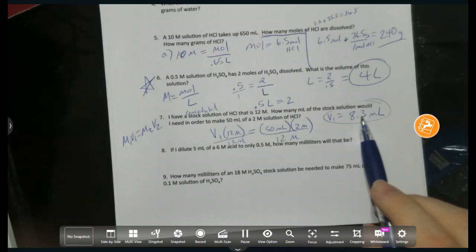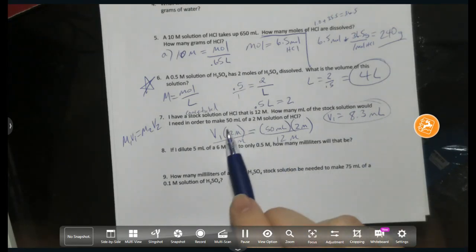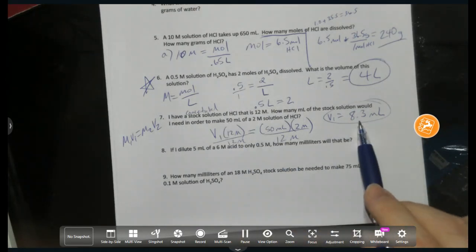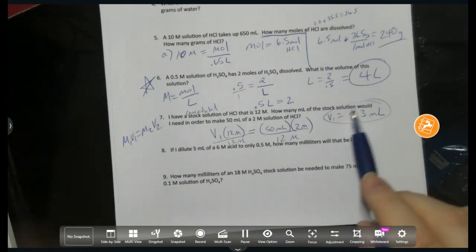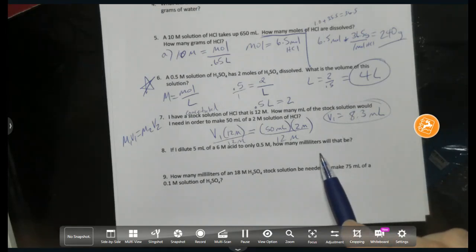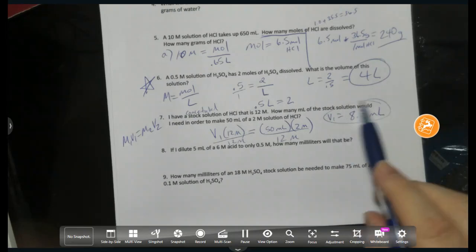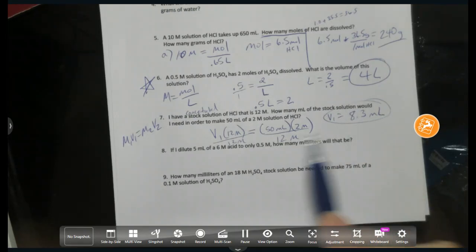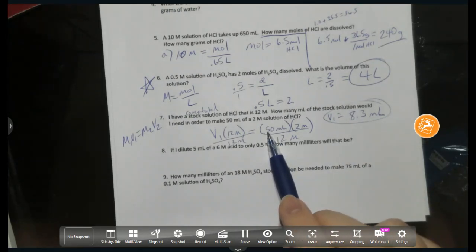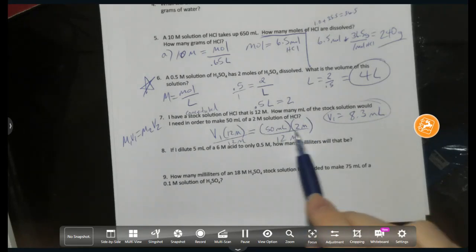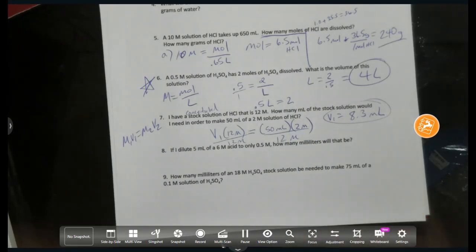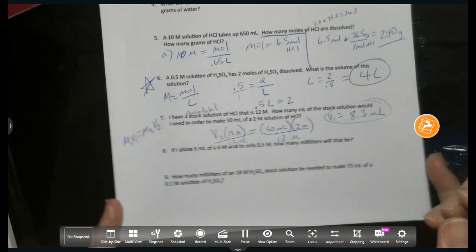How much water are you going to mix with this? Think about that. You're going to add 50 minus 8.3. So what is that? 41.7. You're going to add 41.7 milliliters of water to this concentrated solution, and that turns the volume to 50. And now the moles are more spread out. The particles are more spread out. So that's what a dilution does.